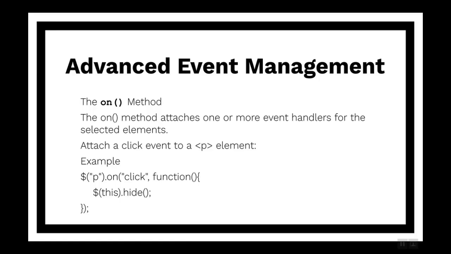So let's dive a bit deeper into the on method. The on method is where we can listen to multiple different events. In this case, we are selecting all of the paragraph elements, and whenever we listen to the click event on these paragraphs, we perform certain tasks. We can attach multiple event listeners onto this on method.